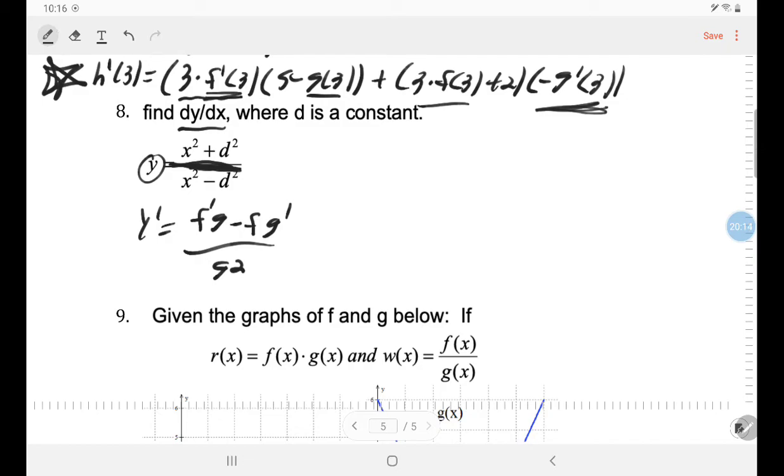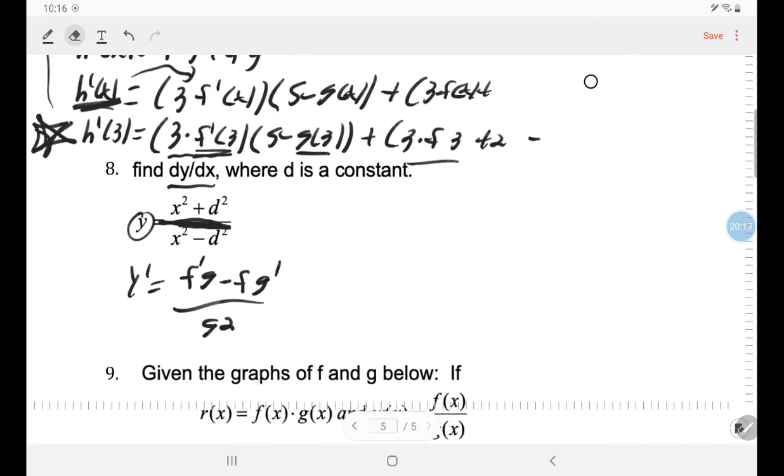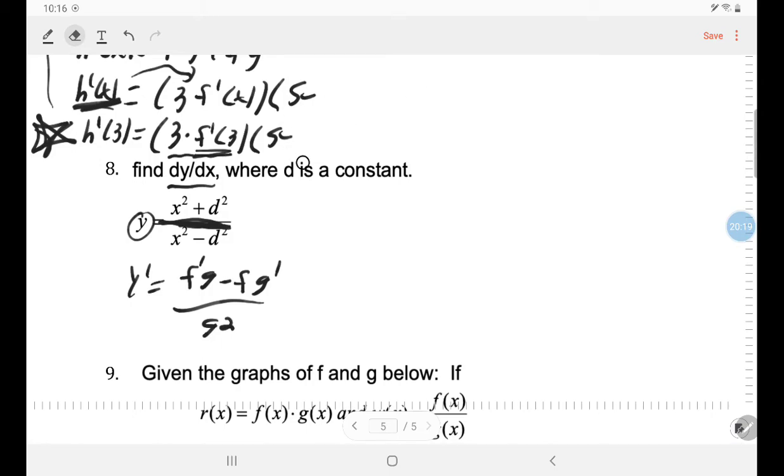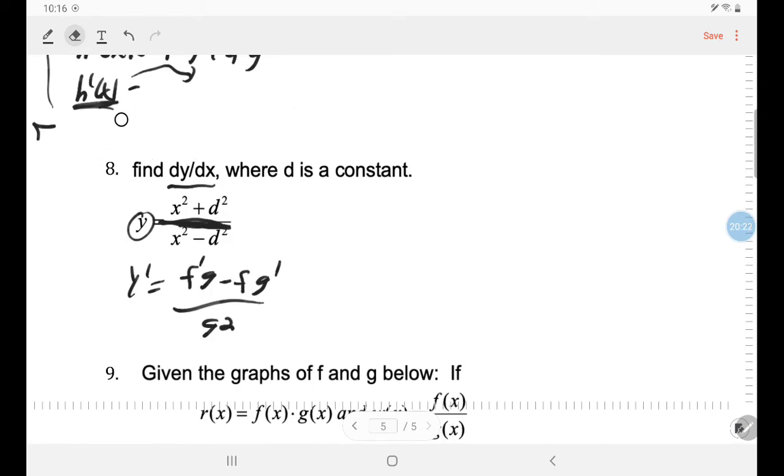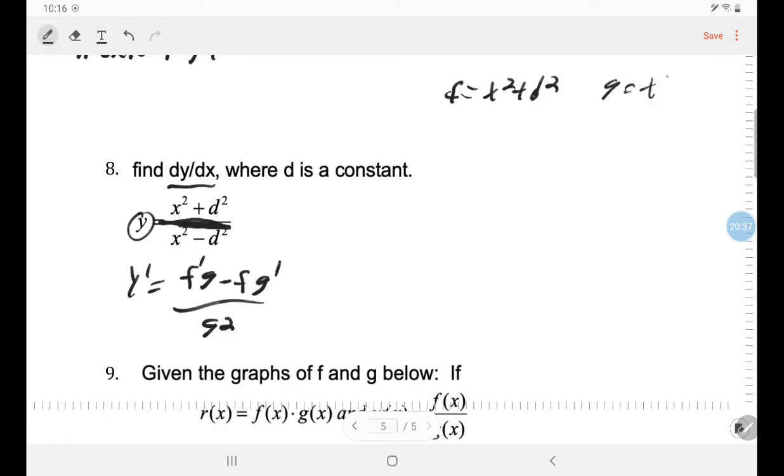So let's go ahead and set up our little f and g's off to the side. I mean, you may not need to do what I'm doing here. I don't either. I'm just showing it for demonstration purposes so that anyone can kind of follow along. So my f is my top function, x squared plus the constant d squared. My g is x squared minus the constant d squared. Okay, here's where people get wigged out. They're good at this. They say, okay, my derivative of x squared, power rule is 2x. And they say, my derivative of d squared is going to be 2d. No.